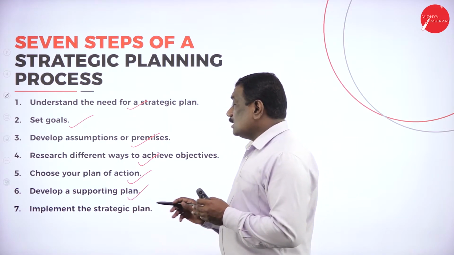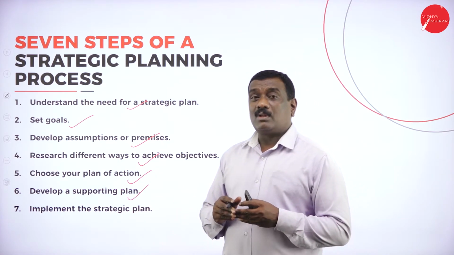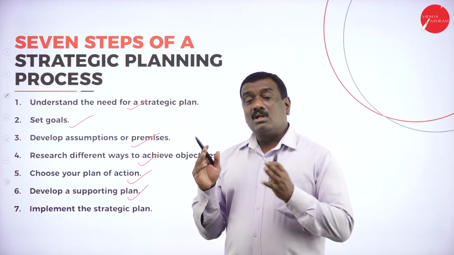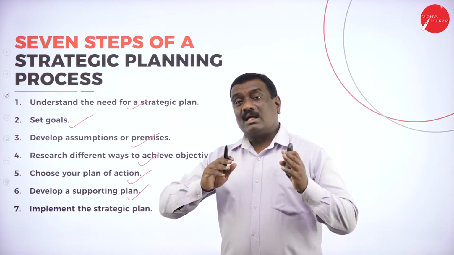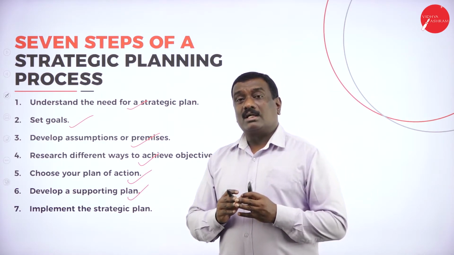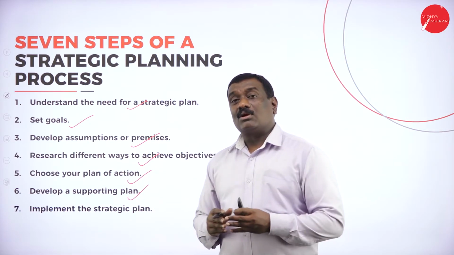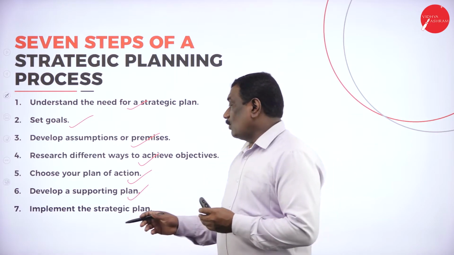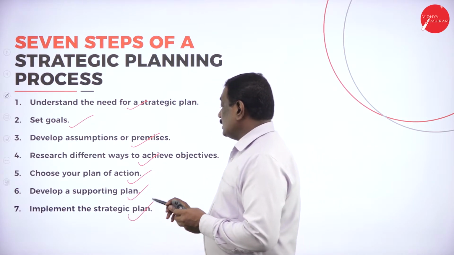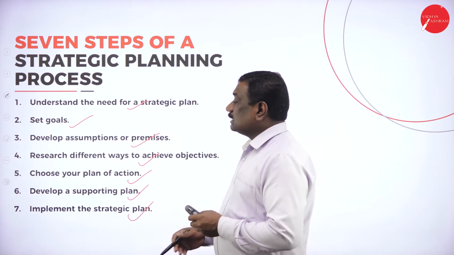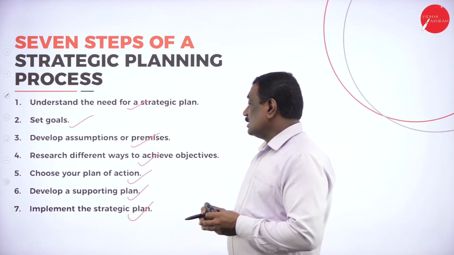Then develop a supporting plan, because for the main plan you always require a supporting plan. For example, if you want to increase your production, surely you need a supporting plan for purchasing of the raw materials. So that is important. Then comes implementing the strategic plan. After doing all this, the last part is implementation of the strategic plan.